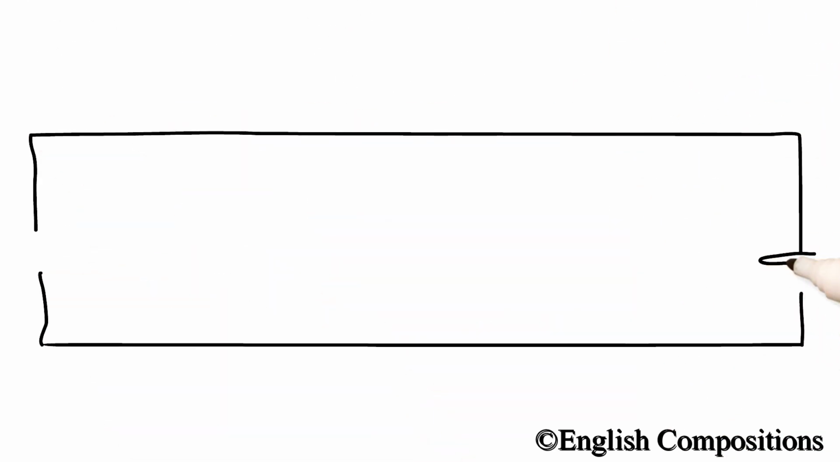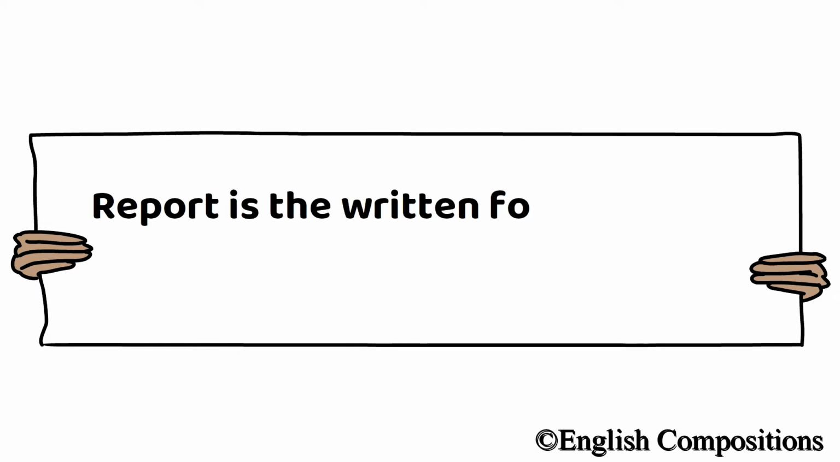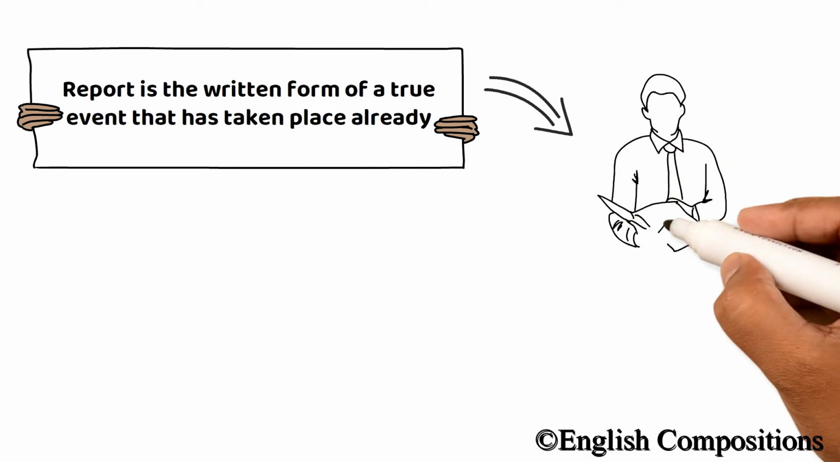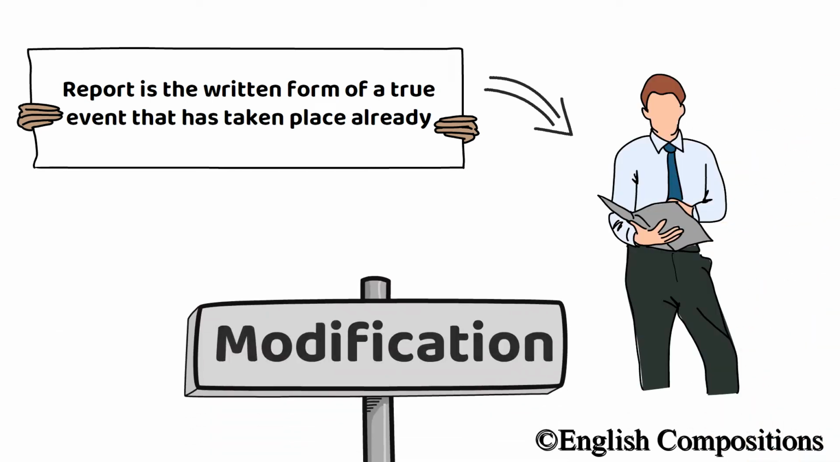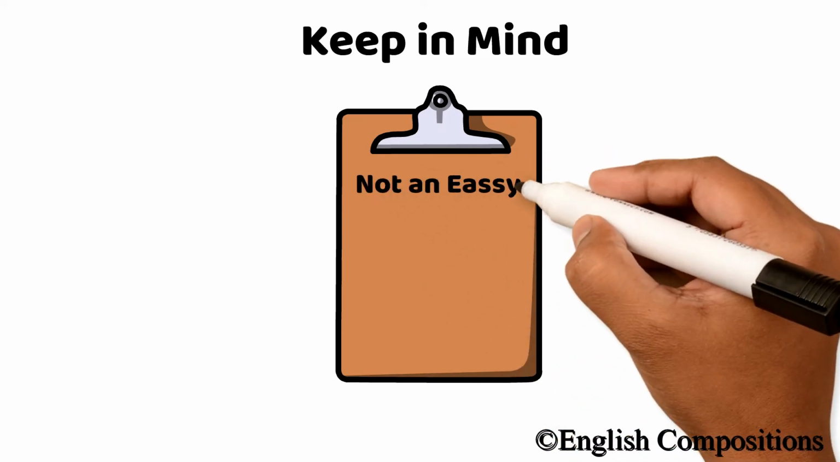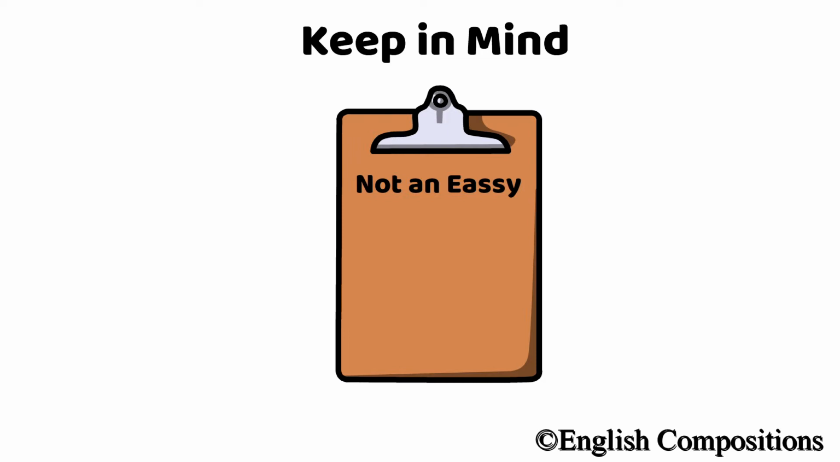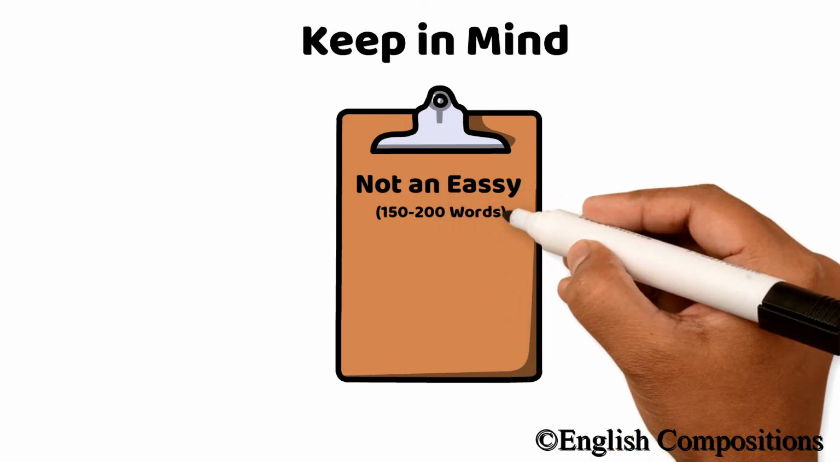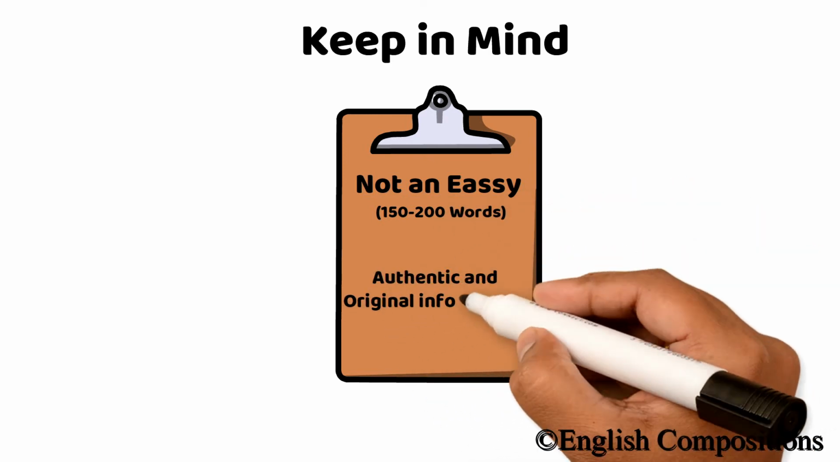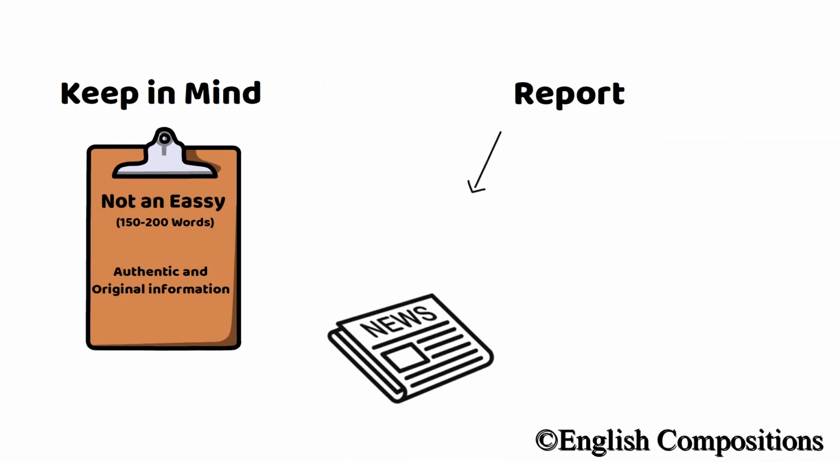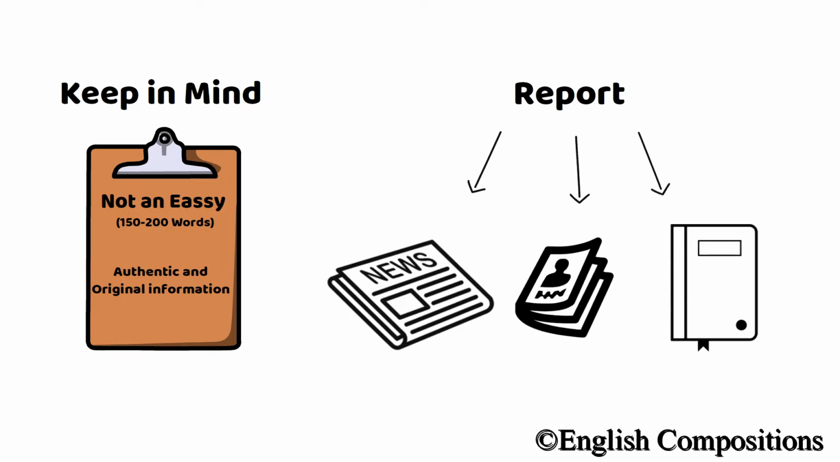So from this definition, it is understood that a report is the written form of a true event that has already taken place. Now, the reporter who's writing the report has to present this event in his own words in a concise form without modifying the true event. Now, 2 things have to be kept in mind. Number 1, a report is not an essay, so it has to be concise, with limited words such as 150 to 200. And the next is, a report has to be presented with its authenticity and originality. And reports are usually written for newspapers, magazines, and journals, etc.